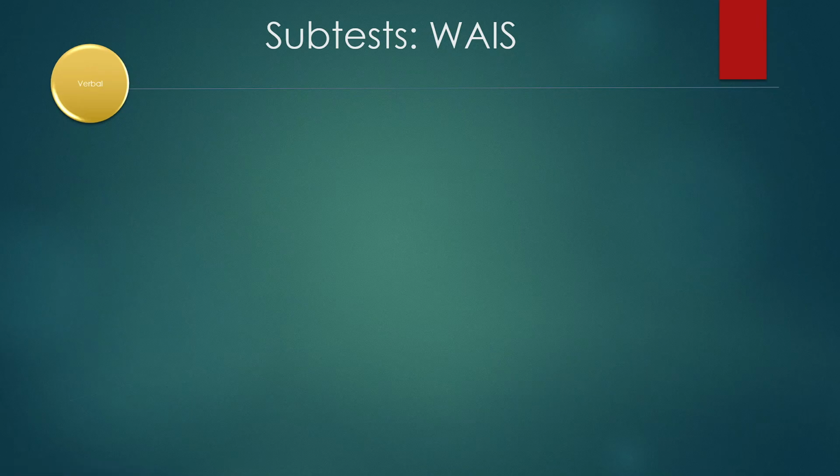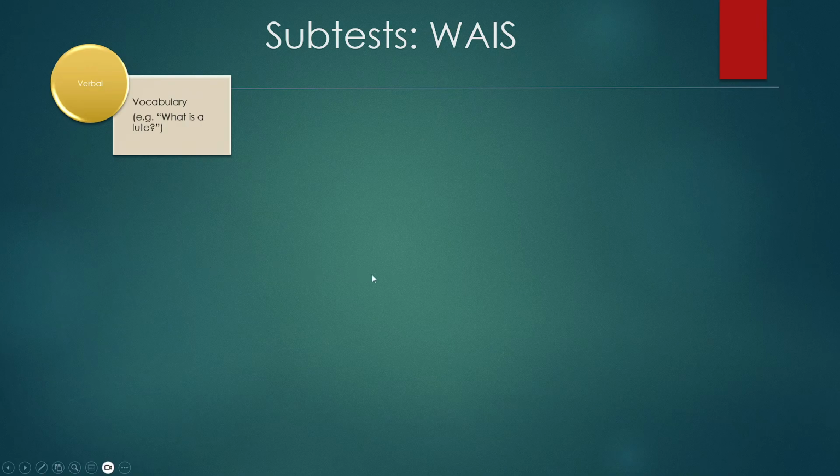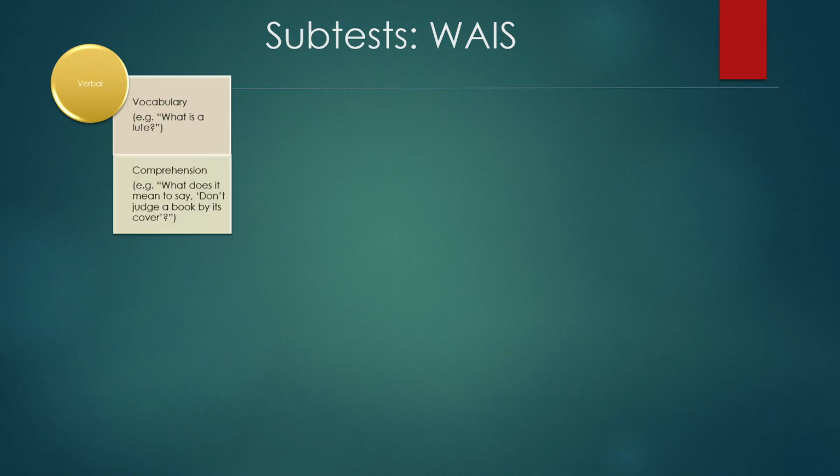They both are divided into a verbal portion. So now these are some examples from the adult side. You have the category of vocabulary. For adults, you might be asked, what is a lute, right? In case you're saying to yourself, I don't know, it's a stringed instrument. But you'd be asked that question, and then you're supposed to answer it actually aloud. You don't have to write it down. It's not a multiple choice question. The test administrator asks you the question, and you answer the question.